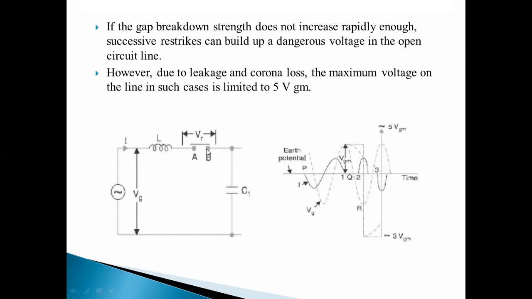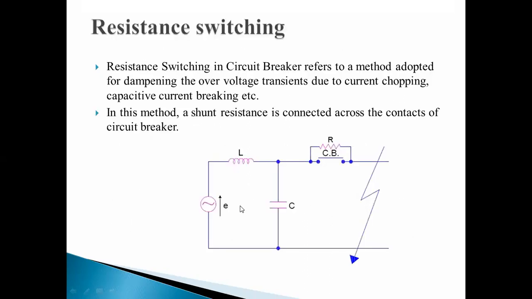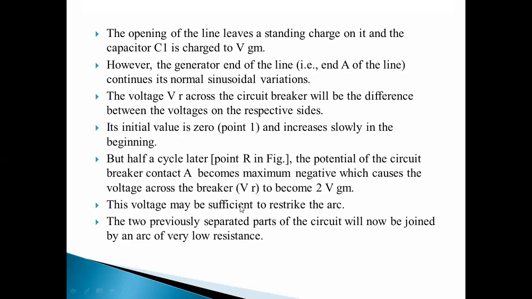Now from point B, your line is disconnected, right? When this line disconnects, whatever be the charge on it, due to that your capacitor gets charged there. So the voltage VR across the circuit breaker will be the difference between the voltages on the respective sides.